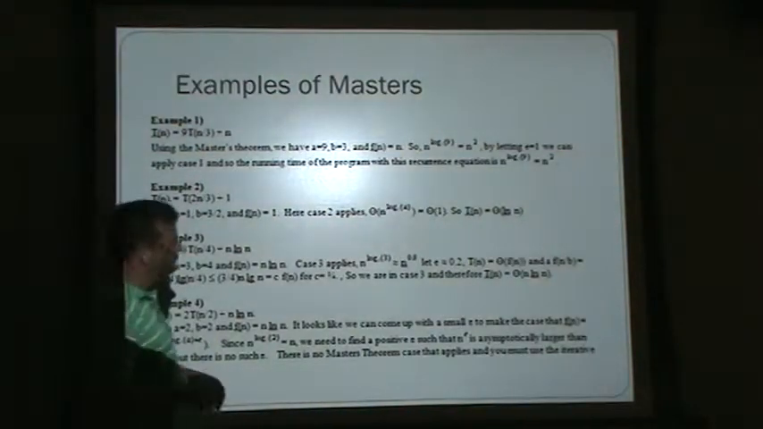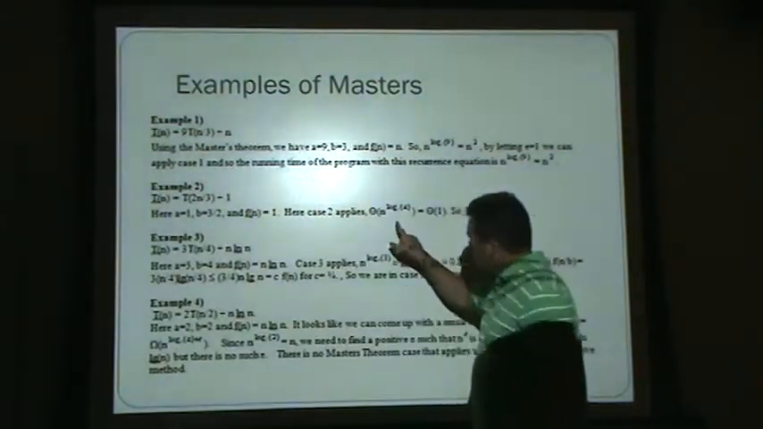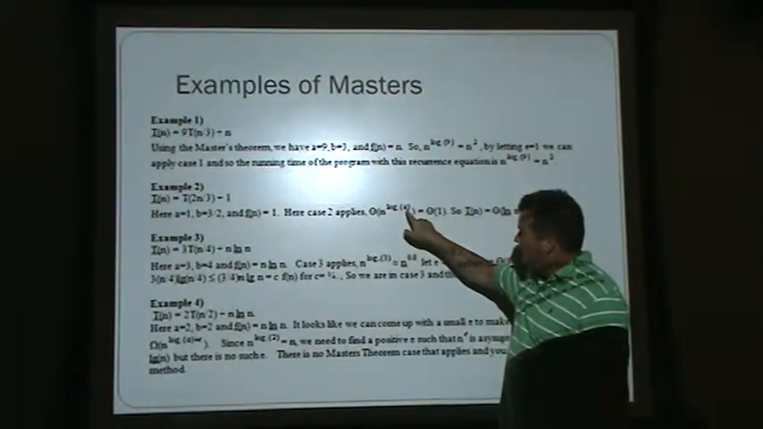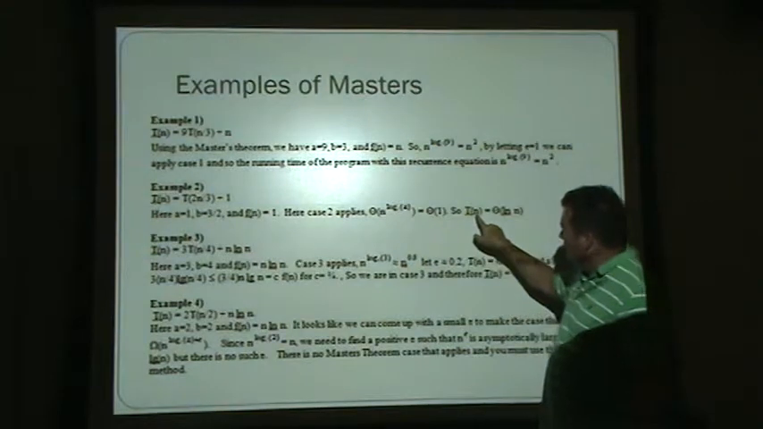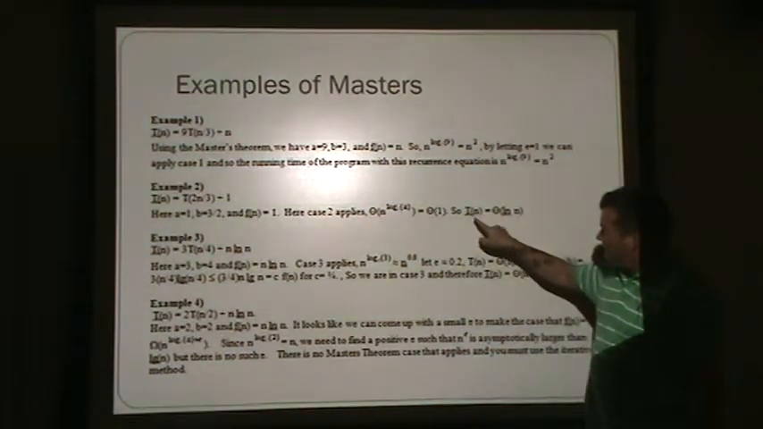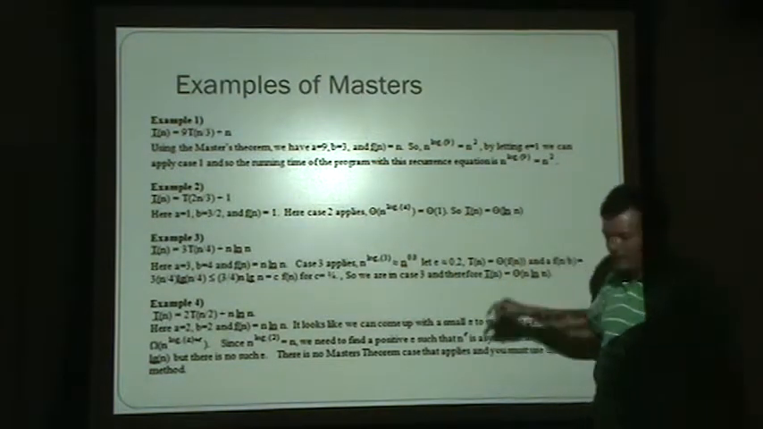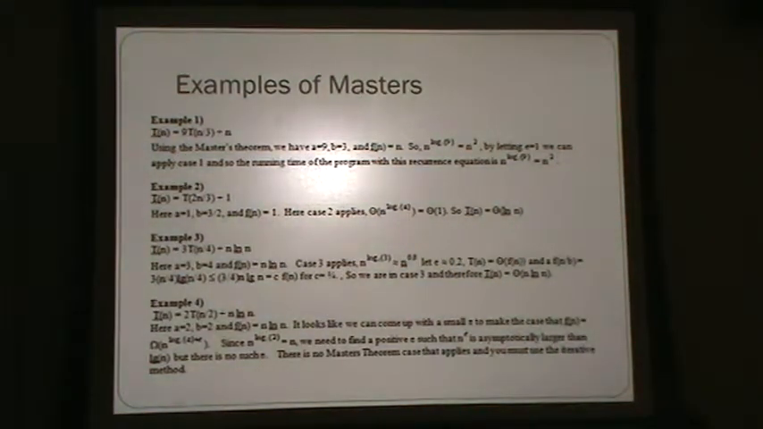So in this case, case 2 applies, and case 2 told us to make it n to the log base b of a, which is n to the 1, and it said it was actually n to the log base b of a times log n, was what it said on the cheat sheet. So I'll just bring the sheet back up.